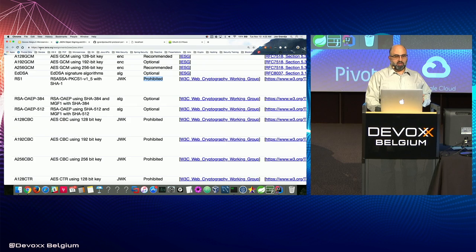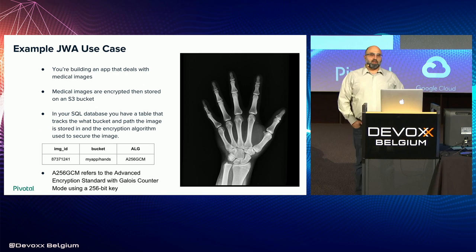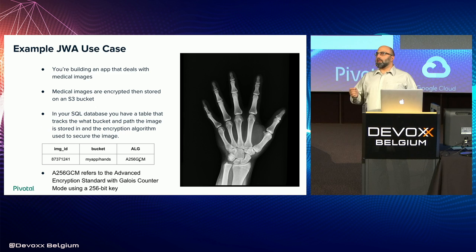So how would you actually use this just for your own purposes? Let's say you're building a medical images application and you're taking x-rays of things. And you're going to take that x-ray picture and throw it onto an S3 bucket on AWS, but you'd like to encrypt it first. And so you might have a database table somewhere where you're recording the image ID, which bucket you put it on, and which algorithm you used in order to encrypt it. So it's just metadata about what you're using. This way, if a Java application wrote it to the bucket and a Node.js application wants to read it, the Node.js application can figure out which algorithm to use to decrypt it.